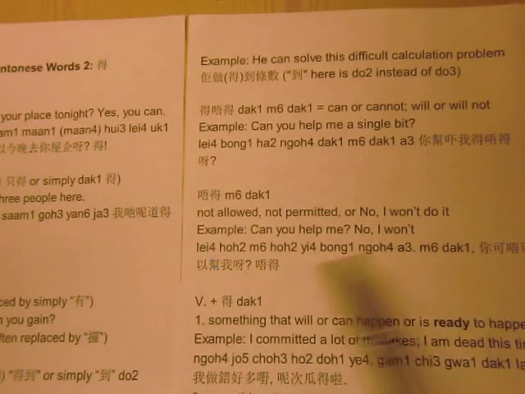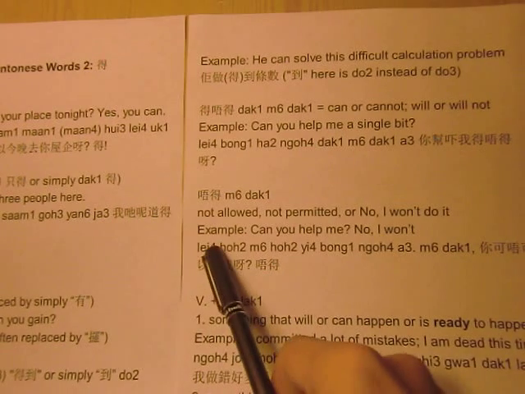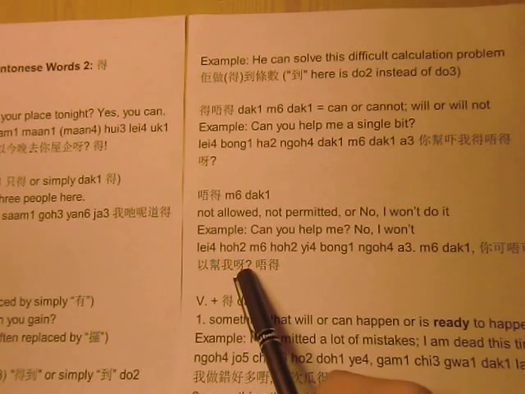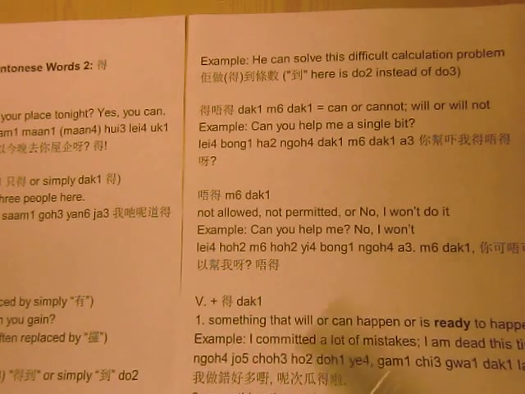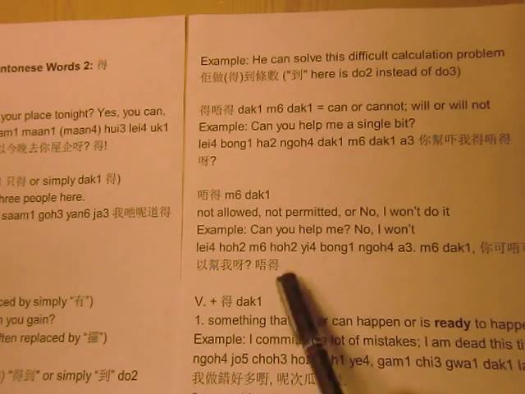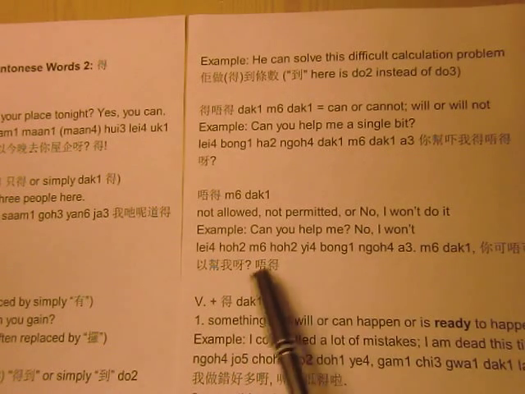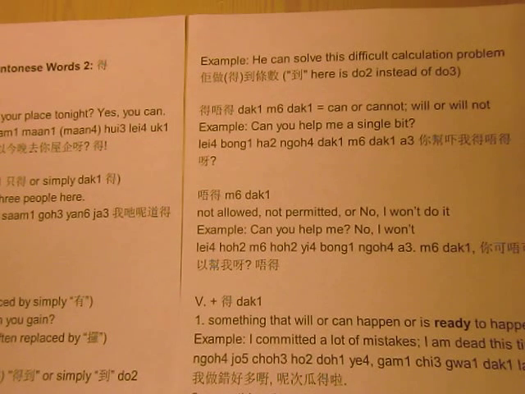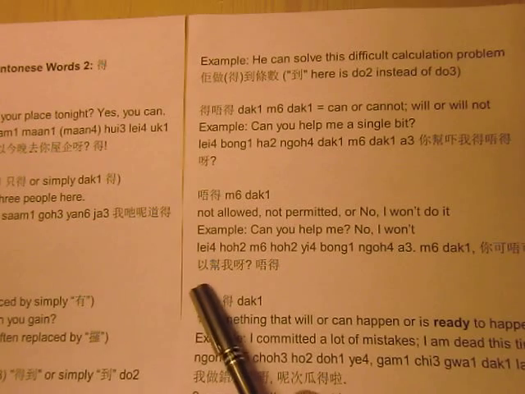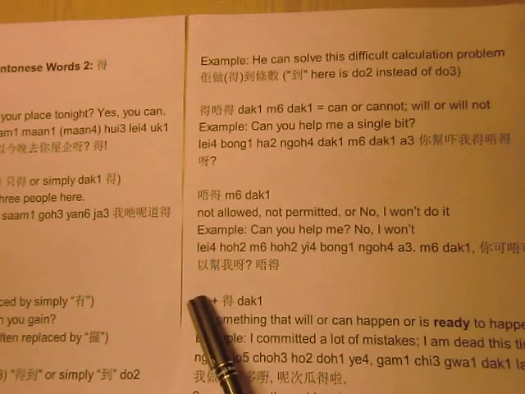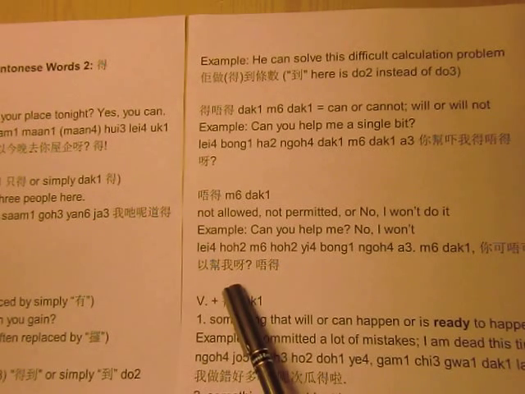你可唔可以幫我啊？可唔可以 means can or cannot. You can or cannot help me, question. And the other way to say it is 你幫我得唔得啊？Same thing. 唔得, no, I won't, I can't. I won't or I can't. And you have the verb plus 得.